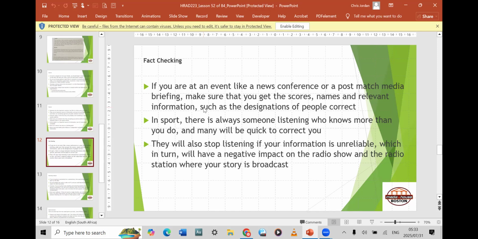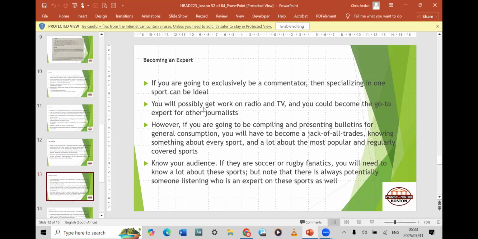Be very careful about how you decide your ego takes over and you just rant. And when I say you just let your things come out of your mouth, man. Again, I don't know the proper English right now for that. Right. Okay. They will also stop listening if your information is unreliable. In turn, obviously, you'll have a negative impact on the radio show as well as the station too.